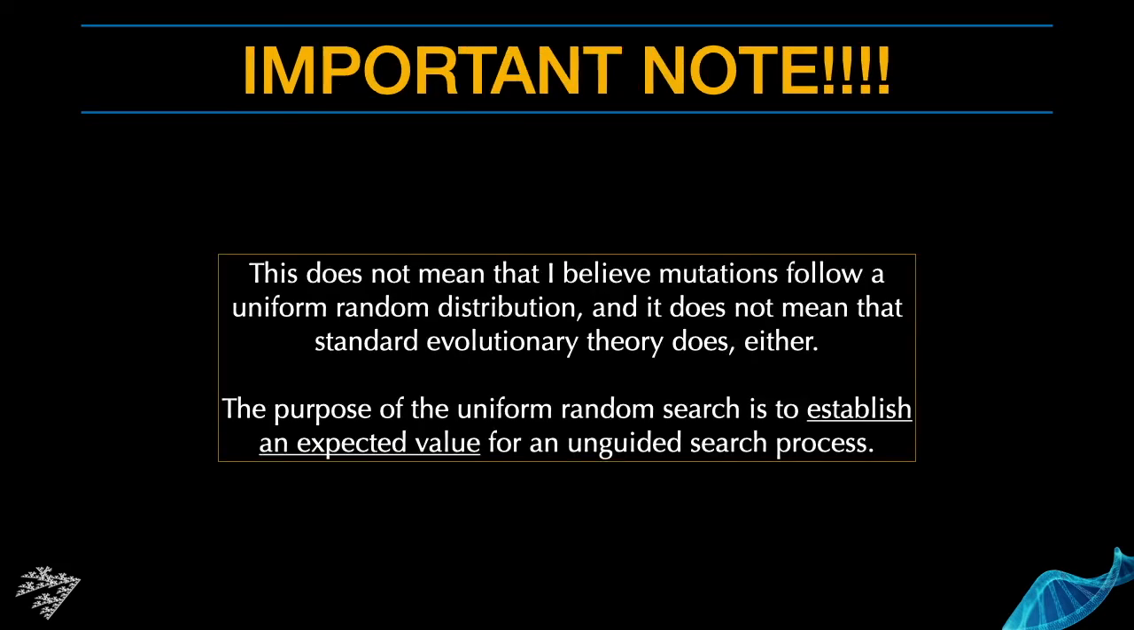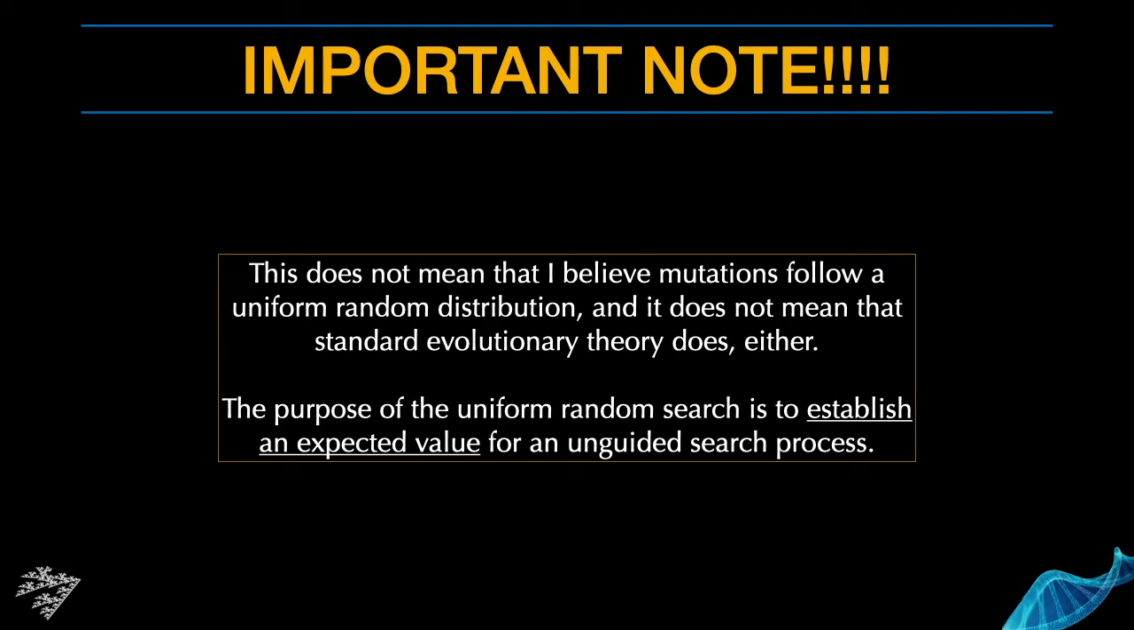Now, again, I want to make sure I'm clear about this, because a lot of people misunderstand what I'm trying to say. This does not mean that I believe that mutations follow a uniform random distribution. I don't. In fact, the whole point of this is that I don't think that they're following a uniform random distribution. It also doesn't mean that I think evolutionary theory as it currently stands does as well. The point of a uniform random search is to establish an expected value for what an unguided search process will give you. Okay, it's establishing an expected value.